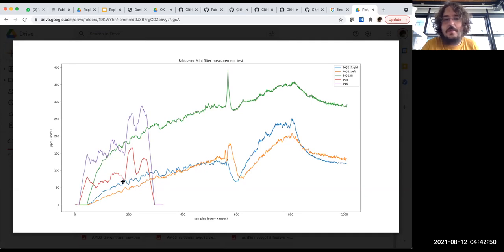So the curves between the commercial filter and the self-made filter are similar. You see these 2 spikes are similar in the plot of the flow.